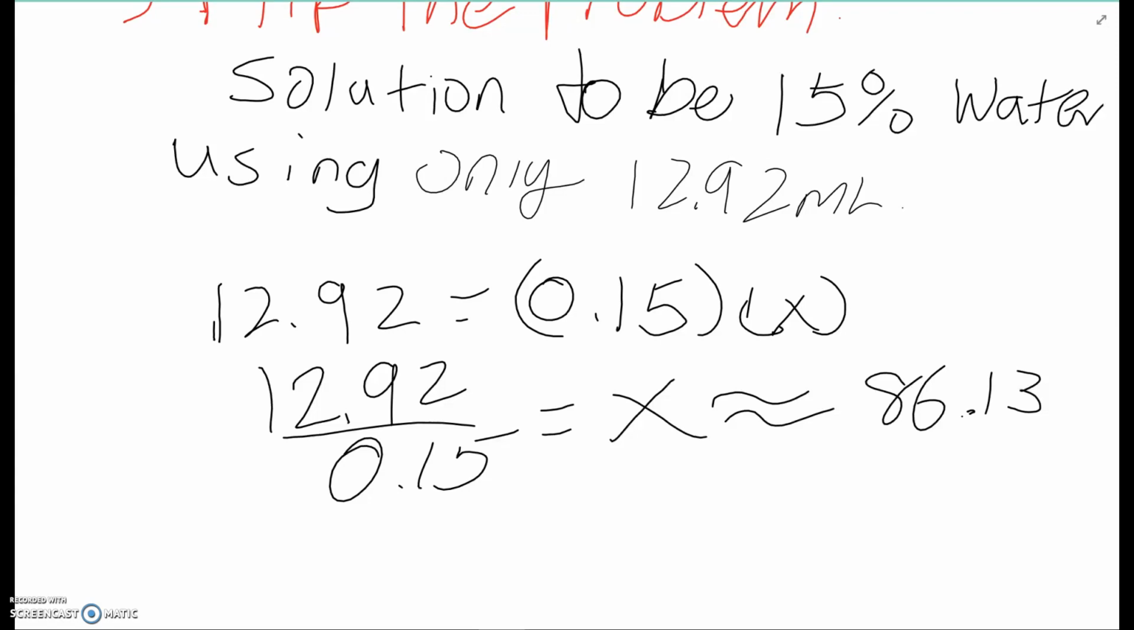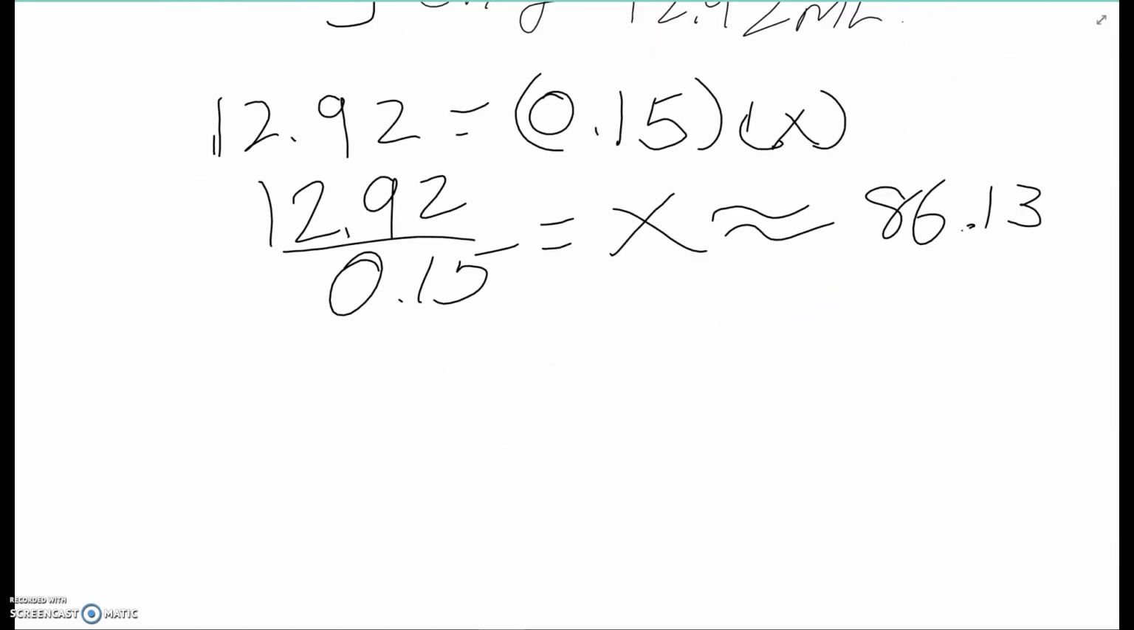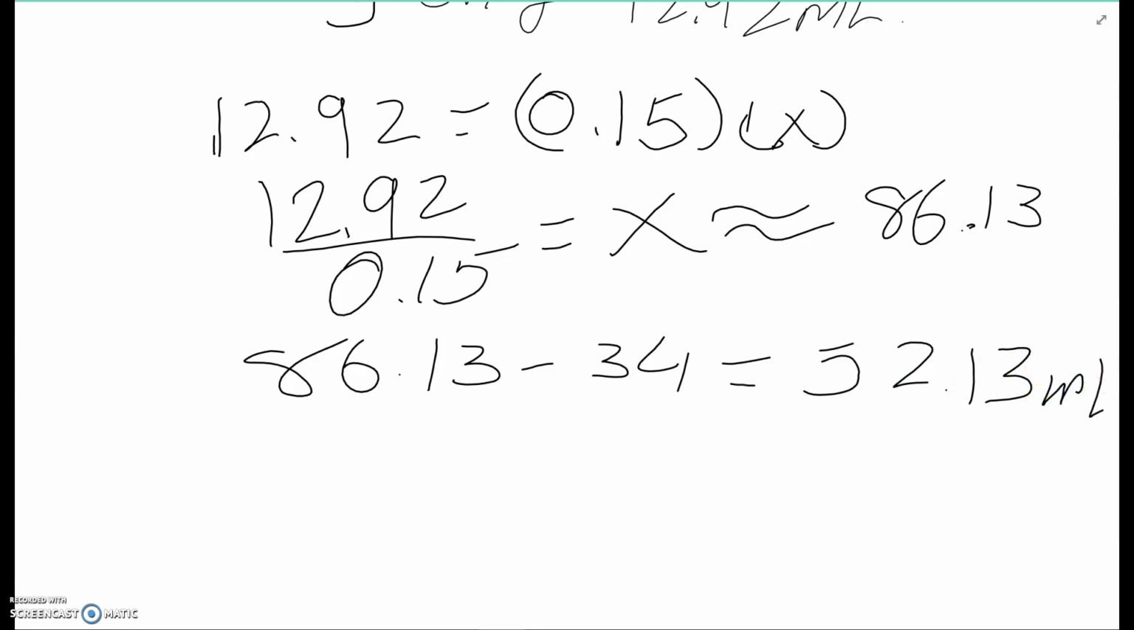And we already know how much solution I currently have. I have 34 milliliters, so I just need to do 86.13 minus 34, and that'll give me the total amount of something I'd need to add, and we know that that something is already oil. So I would need to add 52.13 milliliters of oil. And that would give me a solution that is 85% oil, 15% water.